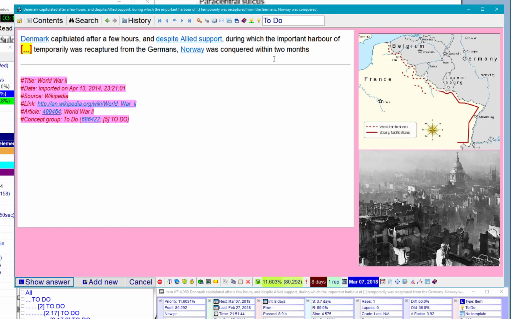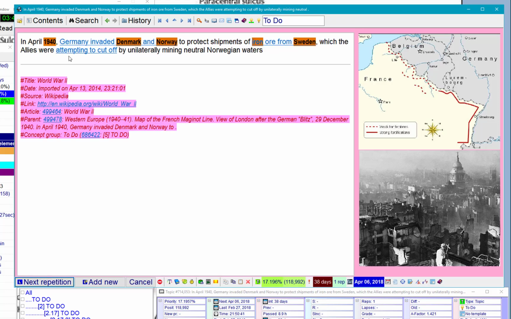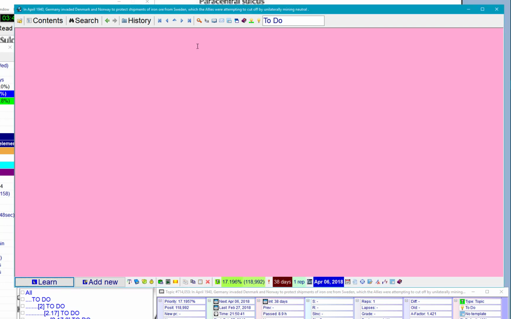And the last one, Denmark capitulated after a few hours, and despite Allied support during... Okay. Germany invaded Denmark and Norway to take shipments of iron ore from Sweden, which allies were attempting to cut away, unilaterally mining neutral Norwegian waters. Do we want to remember about this mining? No, too much detail. Done. And that's it.